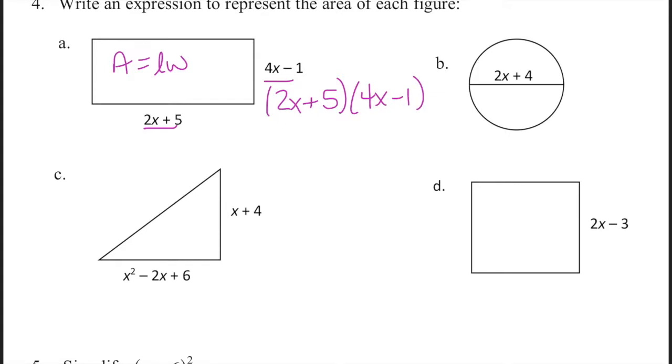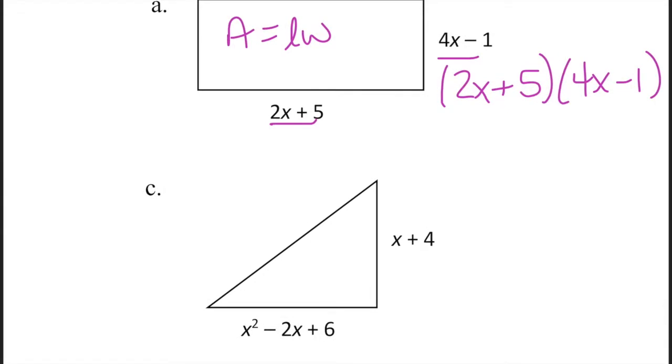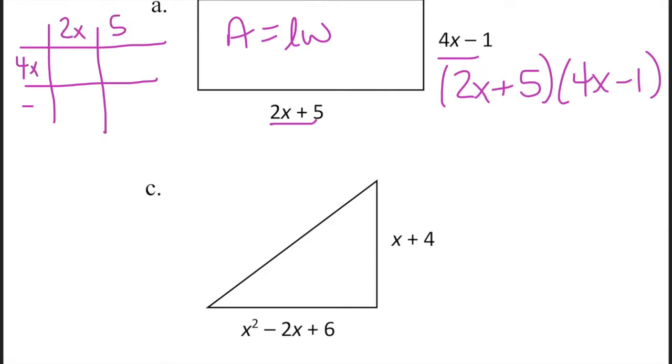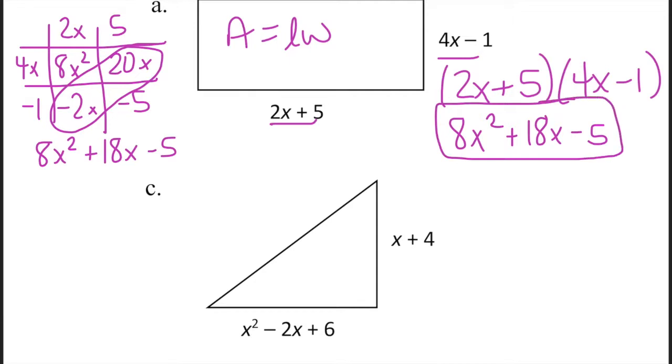Now, I do need to find out what that is simplified. So I'm going to come over here and do the box. 2x plus 5, 4x minus 1. So this would be 8x squared, 20x, negative 2x, negative 5. Here are your like terms. So we have 8x squared plus 18x minus 5. That is the answer for this one.